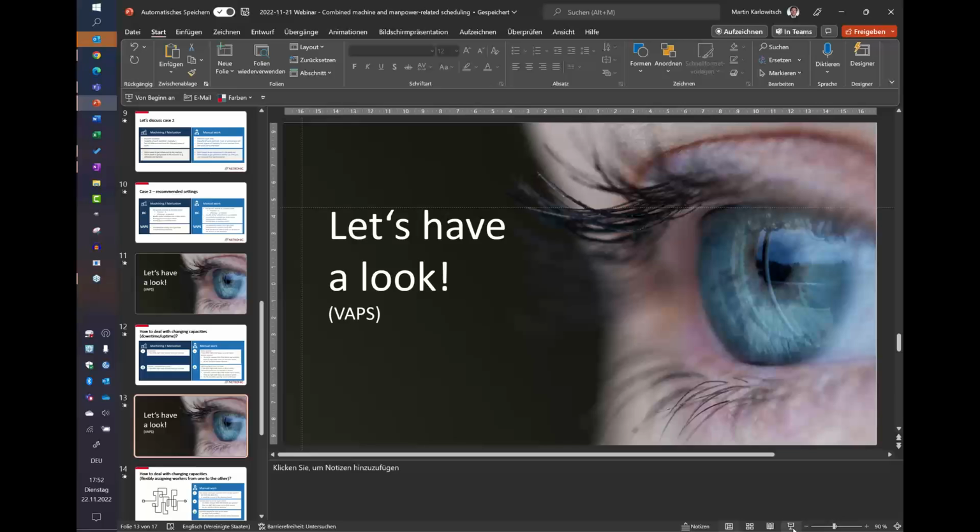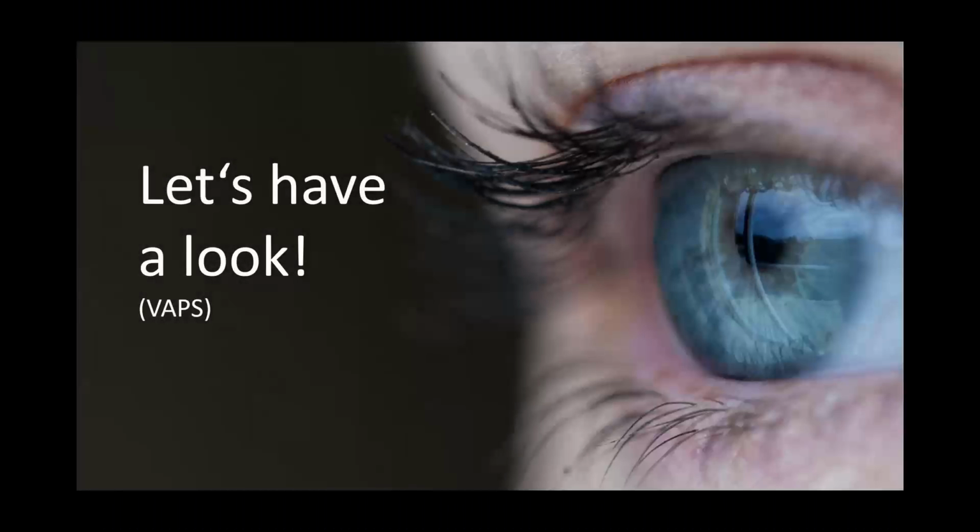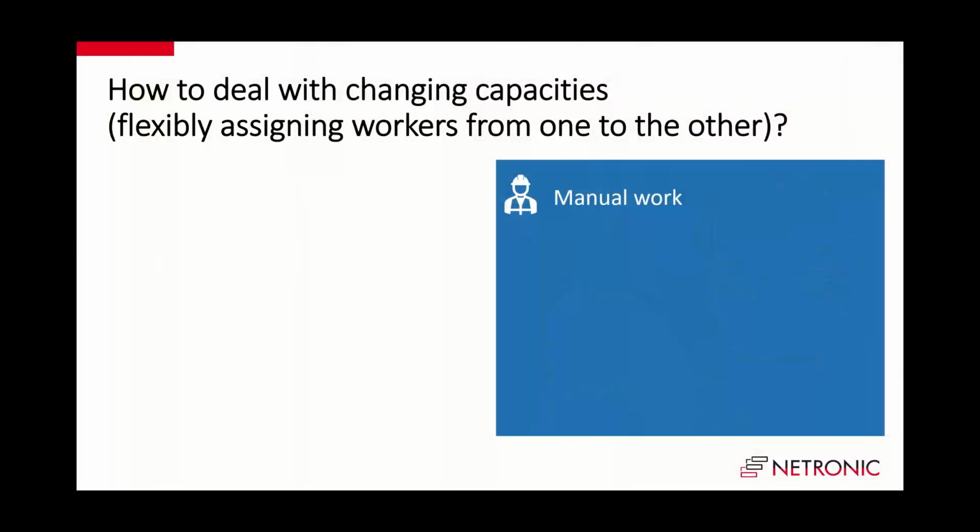So let's, before we wrap this up, actually go to another case. And this is the question how to deal with changing capacity. So flexibly assigning workers from one work center to another. This is something that customers also have, and this then only applies to the area of manual work.